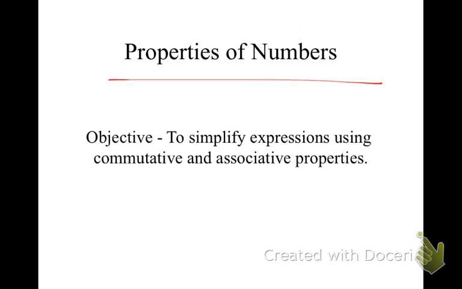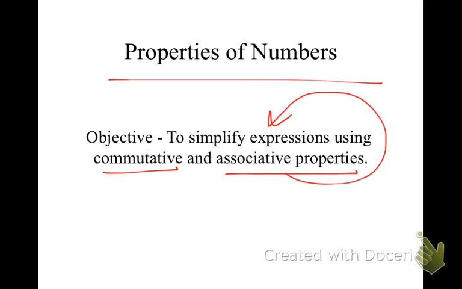Today's lesson is called Properties and Numbers. By the end of today's lesson, you will know what the commutative and associative properties are and how we can use them to simplify expressions.